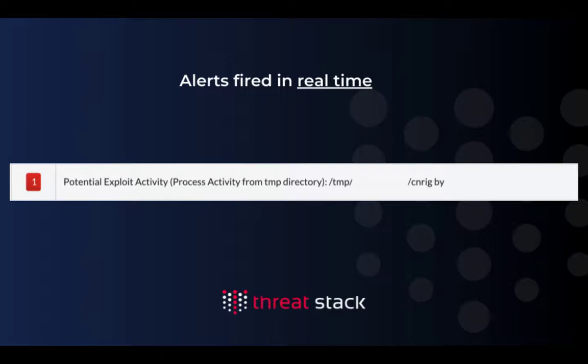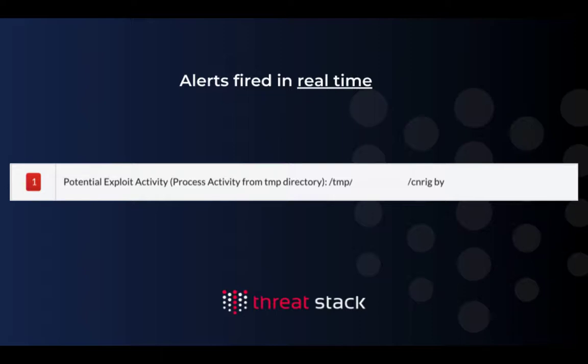As soon as that executable ran, we got an alert. We got this alert right here: potential exploit activity, process activity from the temp directory. This is part of the base rule set. It looks for any sort of process activity from the temp directory, whether it's a start, a connect, an accept, because malware has a tendency to run out of the temp directory. If somebody's trying to escalate privileges, the temp directory is usually a pretty good place to start, because usually you should not configure it this way. Anybody can download and execute stuff out of the temp directory.